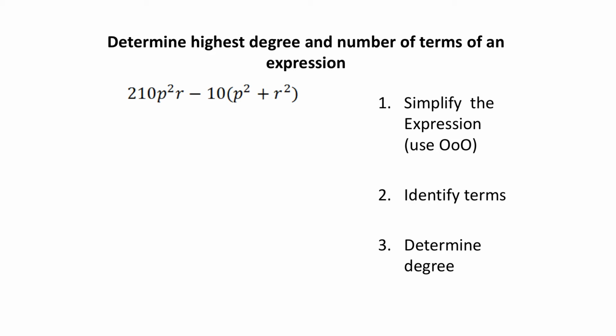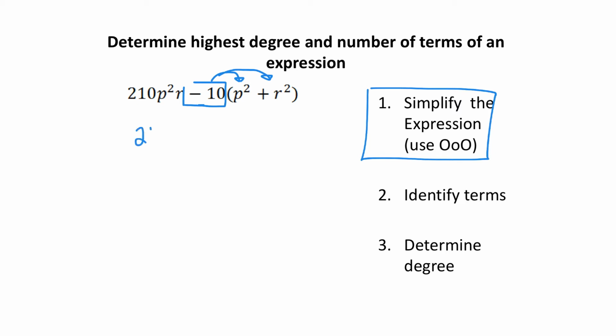So again, in order for us to do this, we need to simplify before we identify. So we're going to just go ahead and look for any of our order of operations. So first, we look at the set of parentheses over here and say, well, we're going to need to distribute this. So we're going to go ahead and distribute the entire thing, which is that -10. So we have 210 p to the second r minus 10 p to the second, and then minus 10 r to the second. Notice how that subtraction and that negative kind of carries with it. It just doesn't go away after the first time you do it.